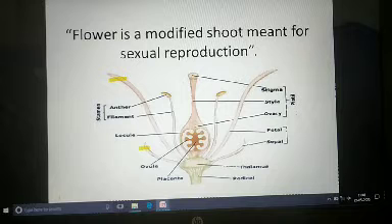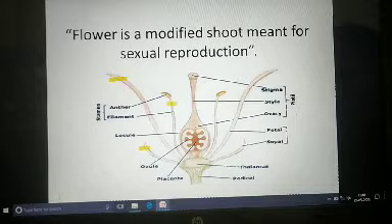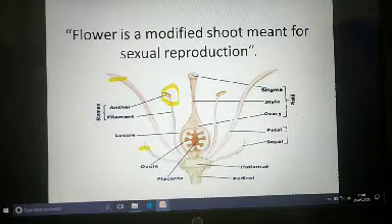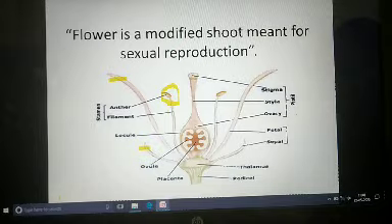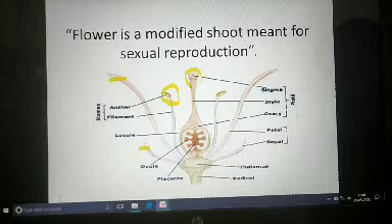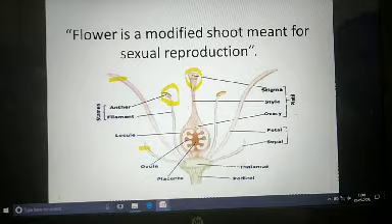And the third whorl of the flower is called androecium. So this is the androecium. Androecium is composed of stamens. And the fourth whorl of the flower is gynoecium. Gynoecium is composed of pistil.